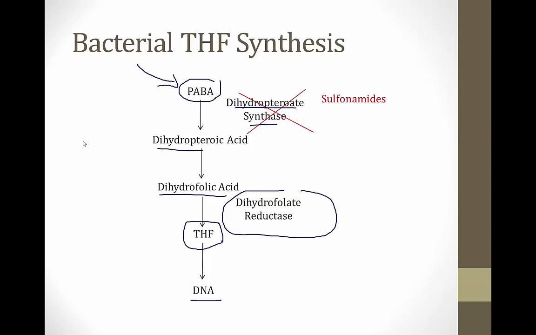There's a related antibiotic called trimethoprim, which is often given together with sulfonamides, and it blocks the bacterial dihydrofolate reductase. Now, I just told you that methotrexate blocks human dihydrofolate reductase. Trimethoprim, on the other hand, works on bacterial dihydrofolate reductase. It has a much higher affinity for the bacterial enzyme than the human enzyme.